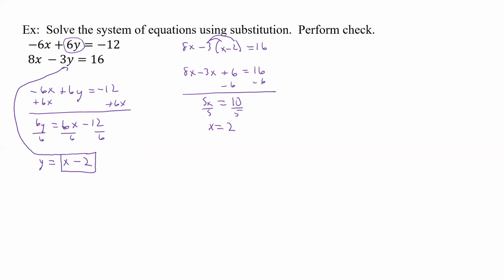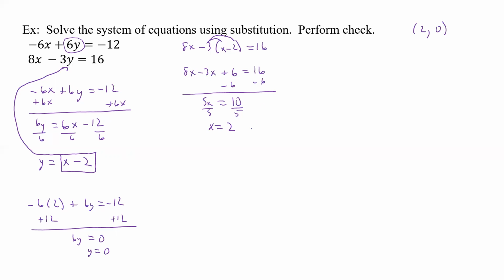Okay. So if x is equal to 2, we plug back into the original equation, and we get negative 6 times 2 plus 6y equals negative 12. So that's going to be a negative 12, so I'm going to have to add 12 to both sides. So 6y equals 0, so y equals 0. So I'm saying my solution is 2 comma 0.